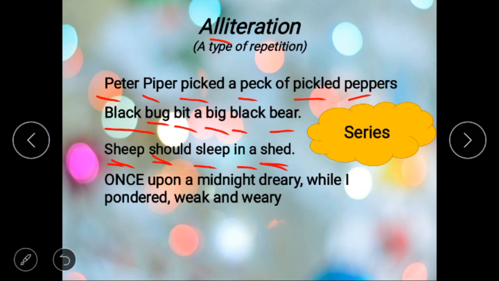Once upon a midnight dreary, while I pondered weak and weary. Now here, you can see that WH is being used in one word, and only W's are used in the others. That doesn't matter because the sound is still w. While, were, weak, were, weary, were. That's why it's alliteration.